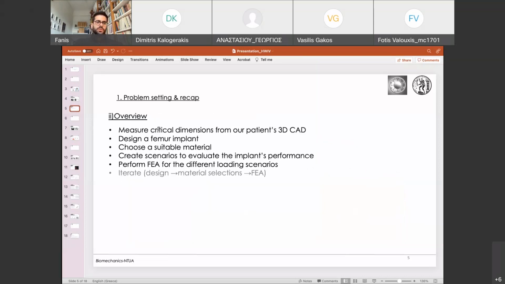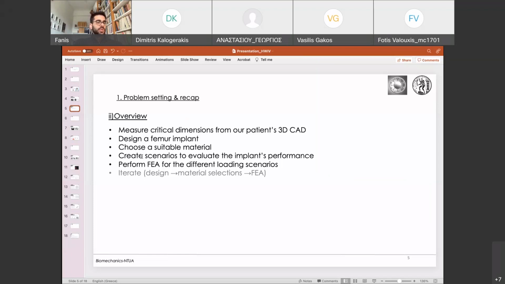So just to go over the steps, the first step is that from our 3D generated model from the previous step, we will need to measure some critical dimensions in order to know what the patient's bone is like, what the critical dimensions are, and how the implant will fit. In the second part, we will use these dimensions to design a femur implant. We will design a rather simplistic femur implant, not a very detailed one.